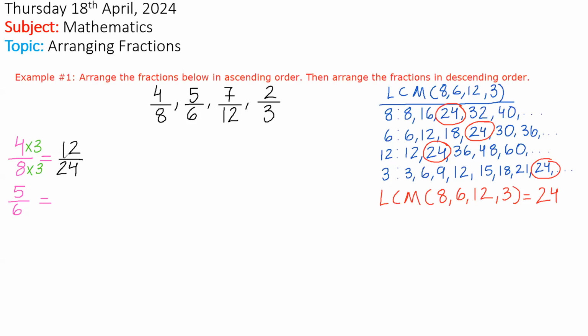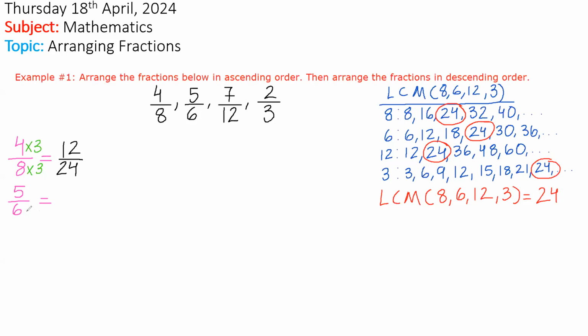Yes, sir. Could it be reduced? Don't reduce it. The reason why is we want all of the denominators to be 24. That's the only way we can compare them, right? So we purposely make it 24.